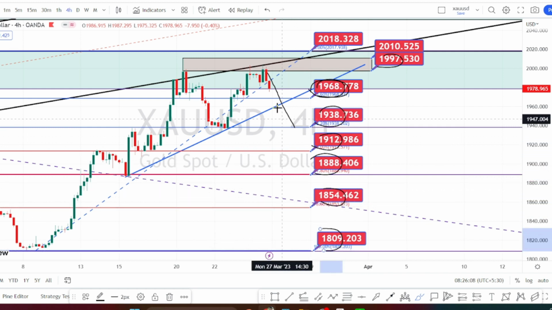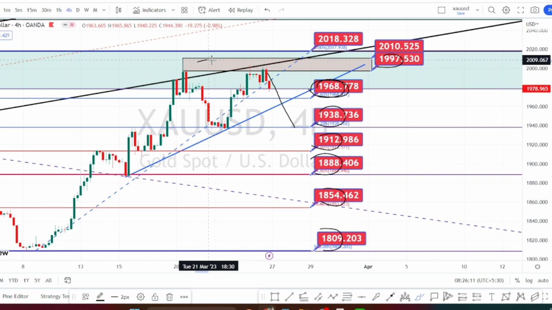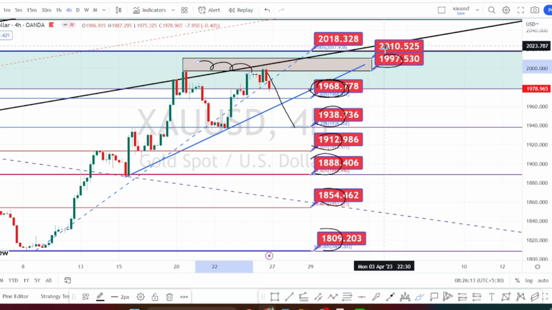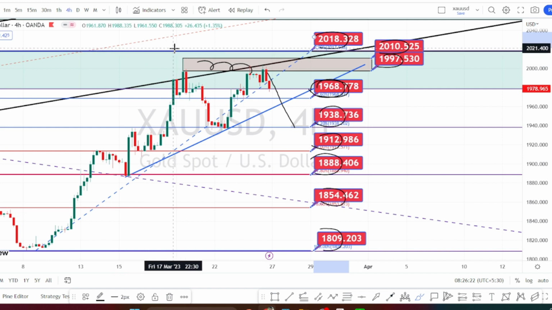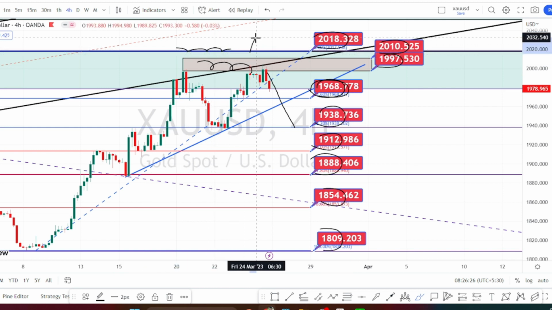And if the price action breaks this resistance zone on the bullish side, which means it will be breaking the resistance level of 2010, the next level of resistance is going to be around 2018. This is a very strong resistance zone from the daily time frame. Once this resistance level is broken, we can expect the bullish trend to start in the 4 hours time frame also.